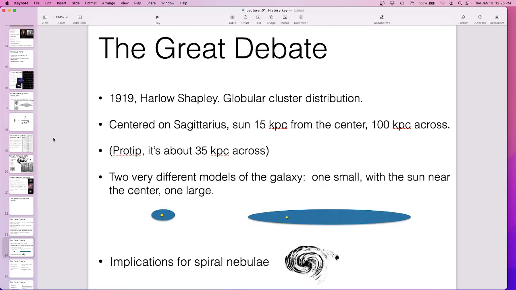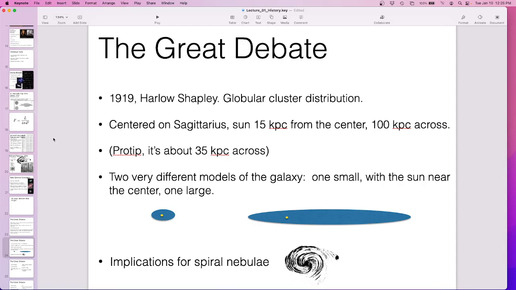Harlow Shapley looked at the globular clusters around the galaxy. So our galaxy has these globular clusters that I never thought that I understood, and now that JWST has some images of some very, very early globular clusters, now I really don't understand.